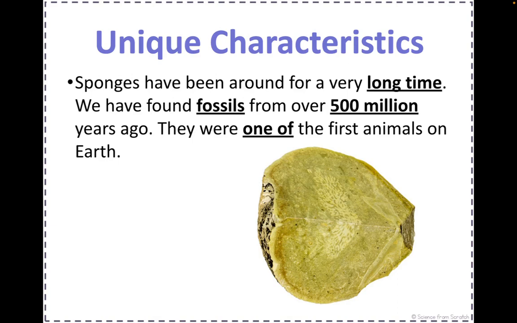Next, we'll talk about some unique characteristics. Sponges have been around a long, long time. We have some fossils that we have found from over 500 million years ago. They were one of the first animals on Earth. There was a fossil recently discovered that is suspected to be a fossil of a sponge from phylum Porifera. It is over 890 million years old, and it is highly debated whether sponges or comb jellies were the first animals on Earth. Current evidence points more towards comb jellies being the first.